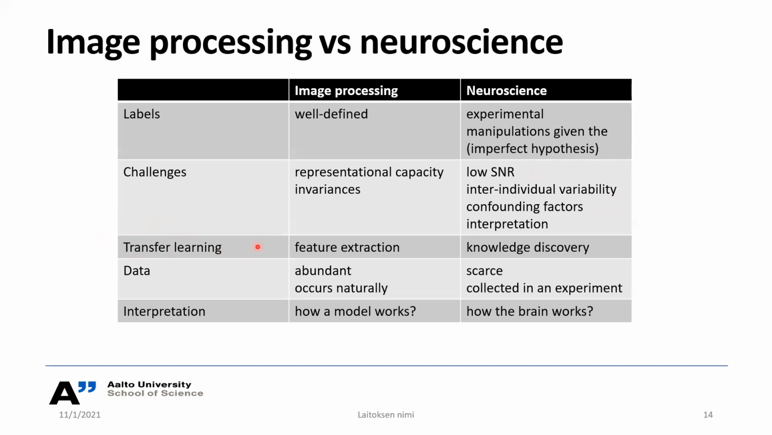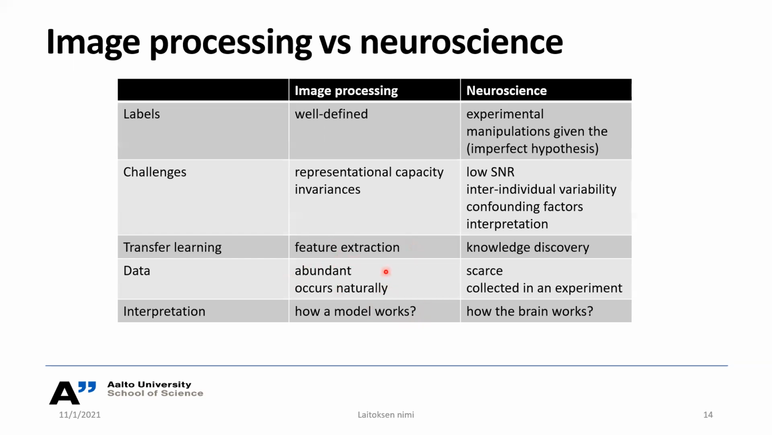There are applications for transfer learning also. So I will maybe not go into detail, or maybe if we have time, I have a bonus to talk a little bit about transfer learning, because that's quite an interesting topic. But basically, in image processing, people typically use transfer learning for extracting low-level visual features. And we use it mostly to learn something new about the brain.